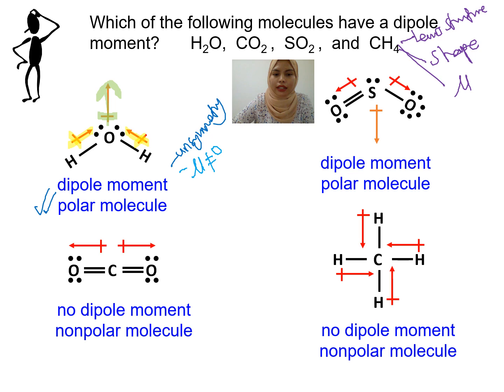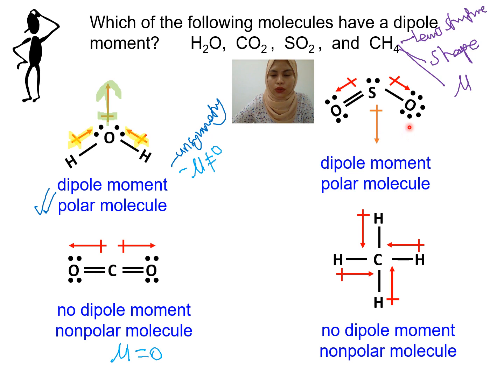Okay, so next ialah CO2. CO2 ni kita dah discuss earlier. Dia punya bond dipole dia cancel out with each other. That's why it's gonna be a non-polar molecule, since that dia punya dipole moment equals to zero. Kenapa dipole moment dia equals to zero? Sebab bond dipole dia cancel out each other.